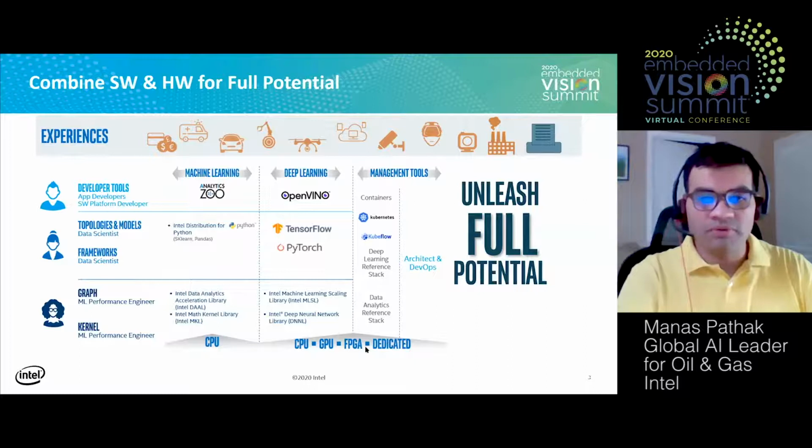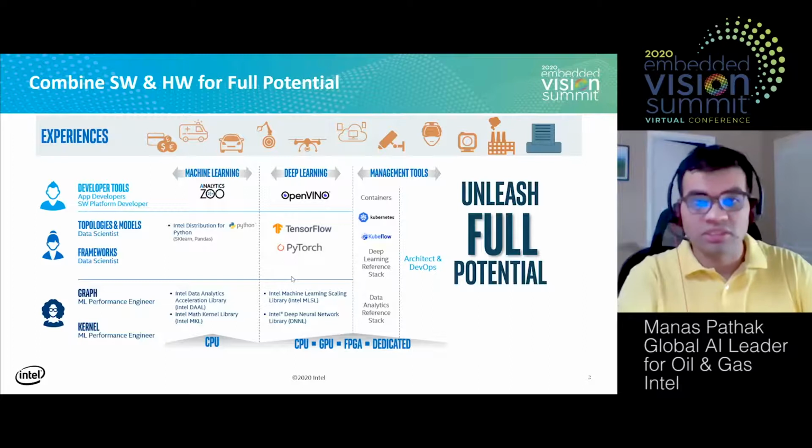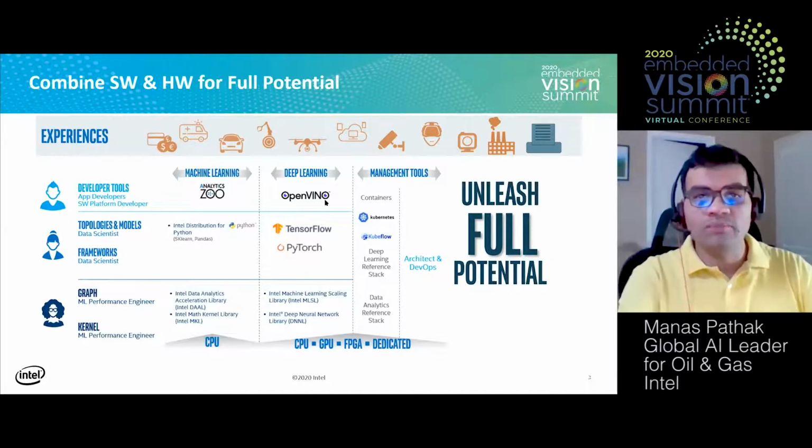So on top of your hardware layer sit your topologies and frameworks and toolkits provided by Intel, or the frameworks that are optimized by Intel, like TensorFlow, which is Intel optimized, PyTorch, which is Intel optimized, etc. Today, we will talk about OpenVINO, which is the toolkit, a low-code toolkit to optimize your AI workloads on Intel hardware.